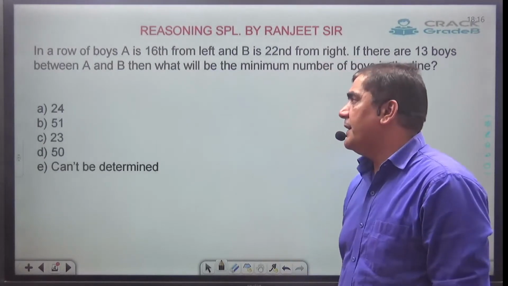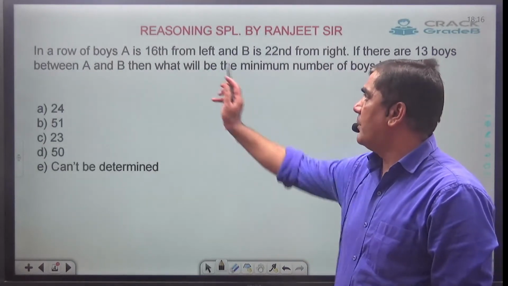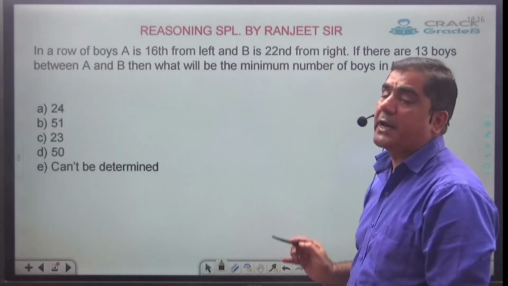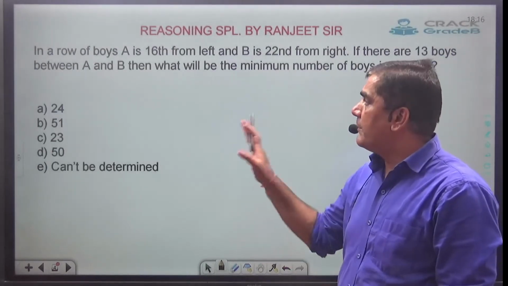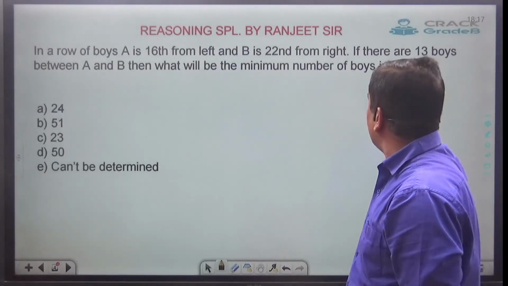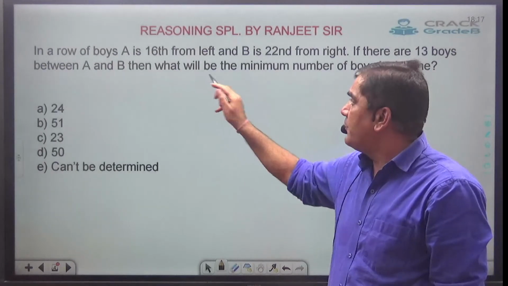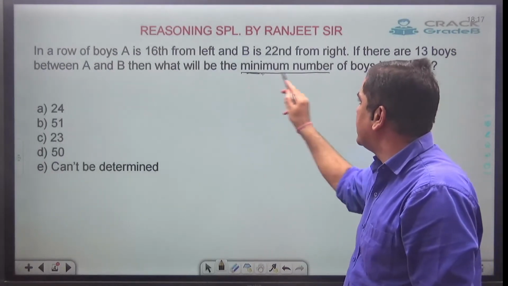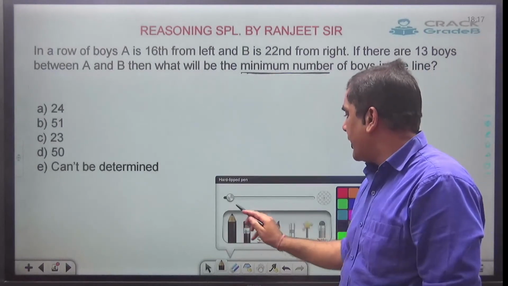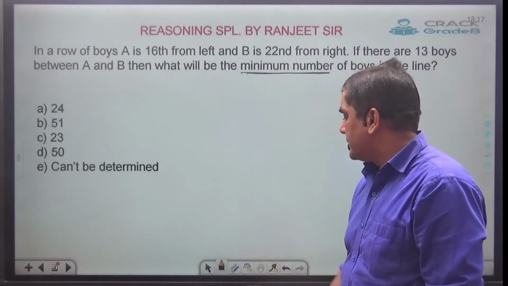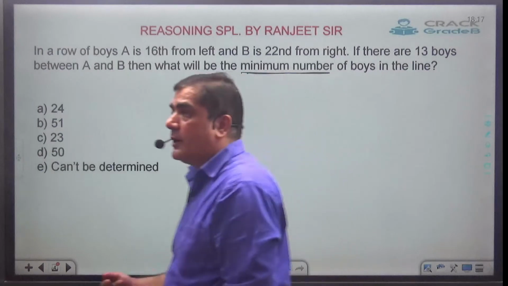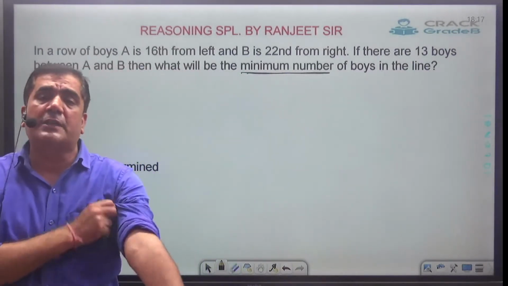For example, let's say this one. See here they have given, in a row of boys, A is 16th from left and B is 22nd from right. So A's position is given from left and B's from right. Now if there are 13 boys between A and B, they are asking what will be the minimum number of students in the class. Here they are not asking for the total. Here they are asking for minimum. So how to get the answer for minimum?